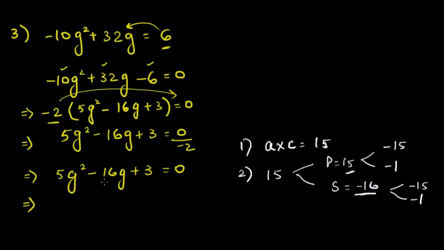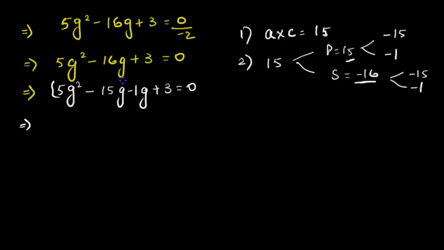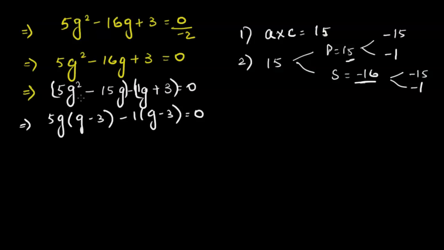So we can use these numbers to split the middle term. And we can group the first two and the last two terms. We get 5g as a common factor, and we are left with g minus 3 from the first bracket, minus 1, g minus 3 in the second bracket. Finally, we get 5g minus 1 and g minus 3 equal to 0.